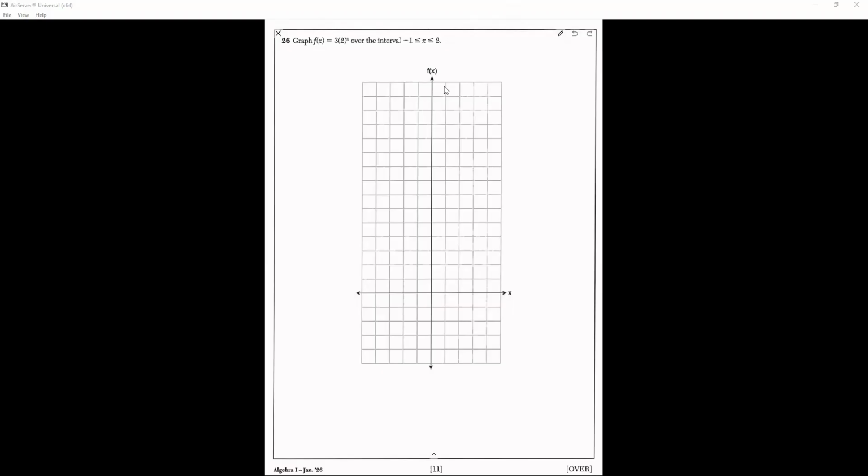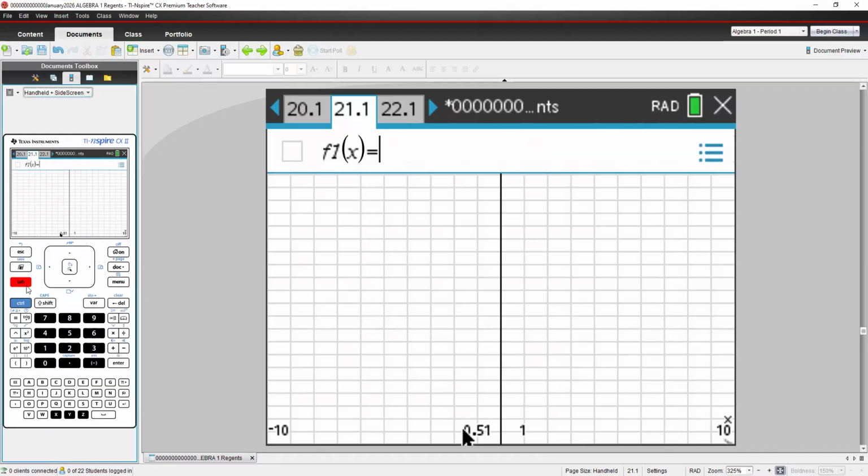So I'm going to do that part first, and then I'm going to show you what this means, and I'm also going to show you how to use the calculator to easily get the same graph. All right, so very first thing I'm going to do, as normal, I'm going to grab the calculator, and I am going to enter the function that they gave us.